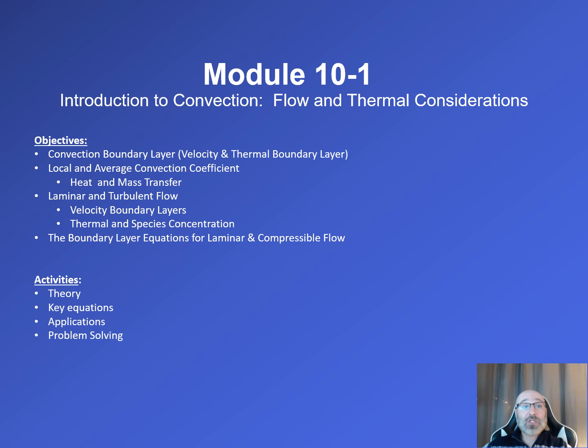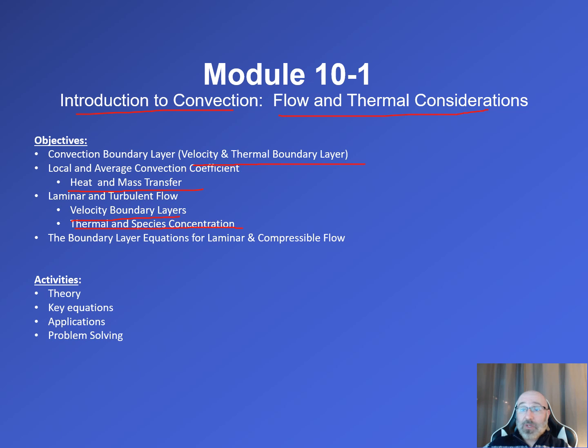For our first section, Module 10.1, we're going to begin our Chapter 6 talking about an introduction to convection, looking at flow and thermal considerations. Within this module, we're going to take a look at the convection boundary layer, both the fluid and thermal boundary layers, and talk about local and average convection coefficient for heat and mass transfer. Then we'll get into laminar and turbulent flow, looking at velocity boundary layers and thermal and species concentration. And last, we're going to get into the boundary layer equation for laminar and compressible flow.